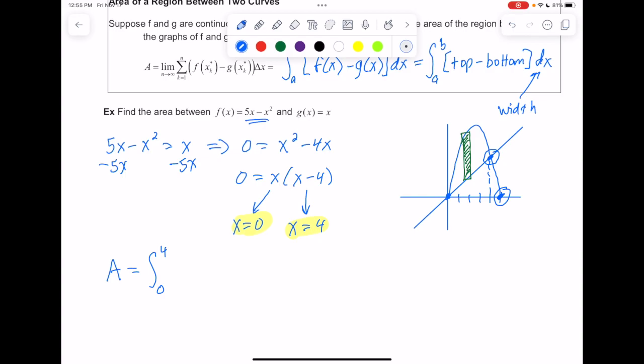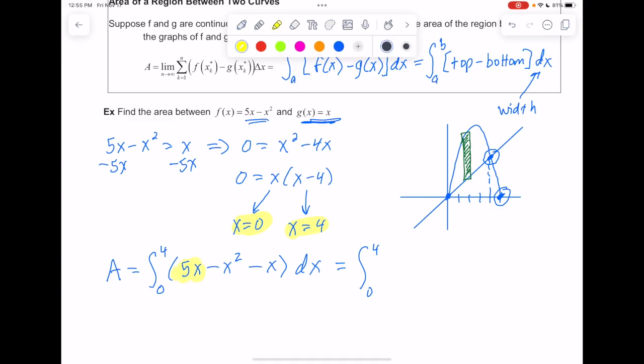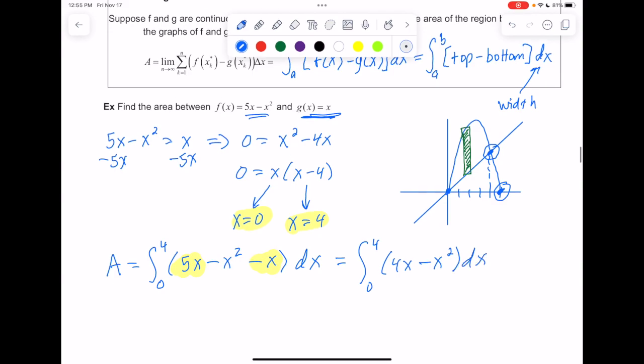We want the top height, which is the y value for the parabola, and the y value for the parabola is 5x minus x squared. And then we subtract the y value for the line, and the y value for the line is just x. So we do that, and that's going to be our exact area. We can simplify that a little bit because we got some like terms in there, so that becomes the area from 0 to 4. And then we have these two terms right here as like terms. So if we combine those, that's going to be 4x minus x squared dx, and then this is a fairly straightforward antiderivative for us to do.